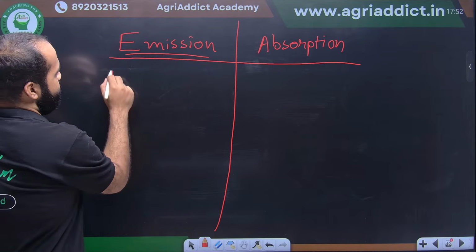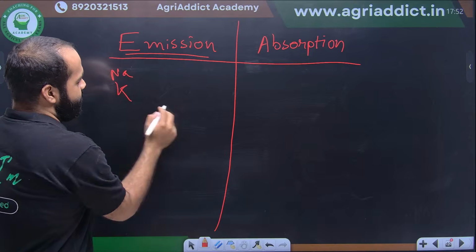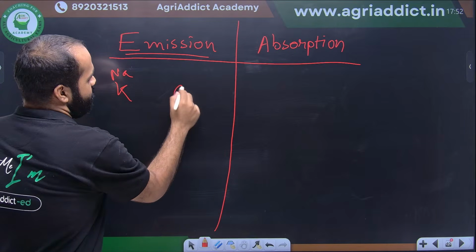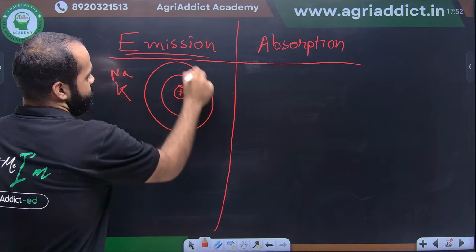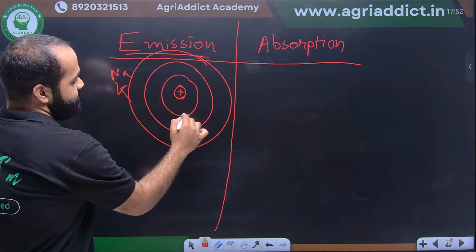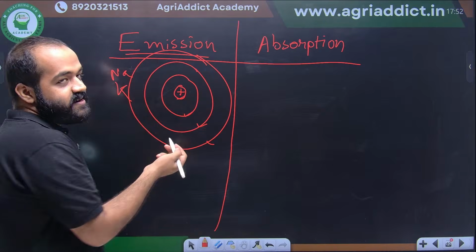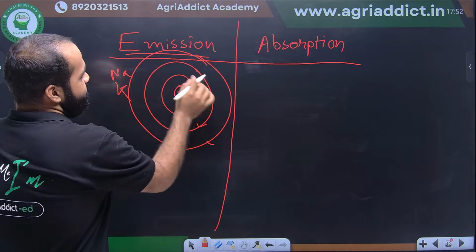Say we will take the element Na or K. We know for any one element that its atom is like this. This is the nucleus and these are the orbitals in which there are electrons. So what is the fundamda of emission spectroscopy?